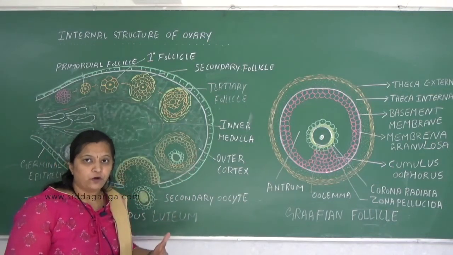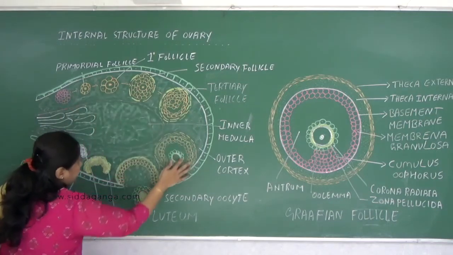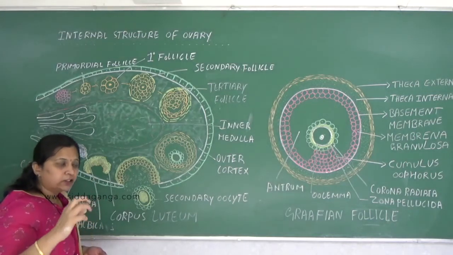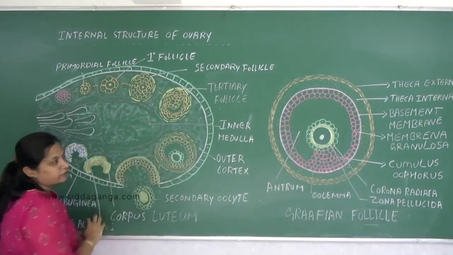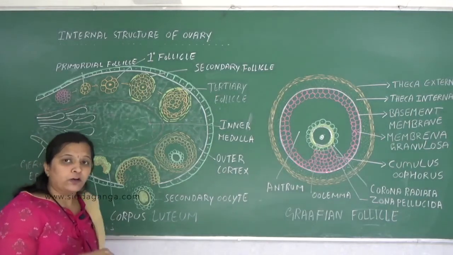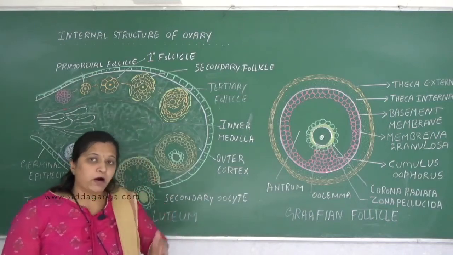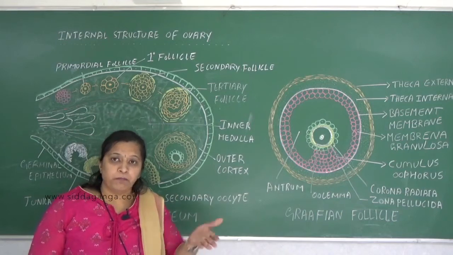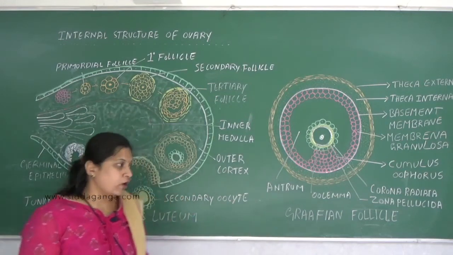Where does this folliculogenesis process take place? The folliculogenesis process occurs in the outer cortex region. The growth, development and maturation of follicles occur in which region of the ovary? That is in the cortex region of the ovary, not in the medulla region. And when does this folliculogenesis process begin? It begins before birth only. Before birth, that means during fetal life, embryonic life.